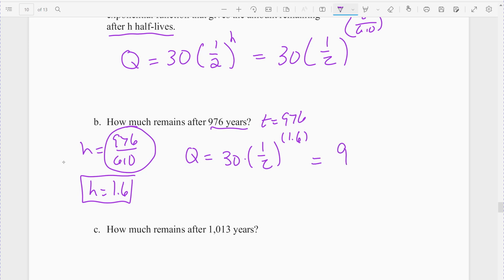Means I should have less than what I started with. Again, another clue that you've done it right is that you should get less than what you started with. It comes out 9.896, so I'm just going to round to 9.9 pounds left.